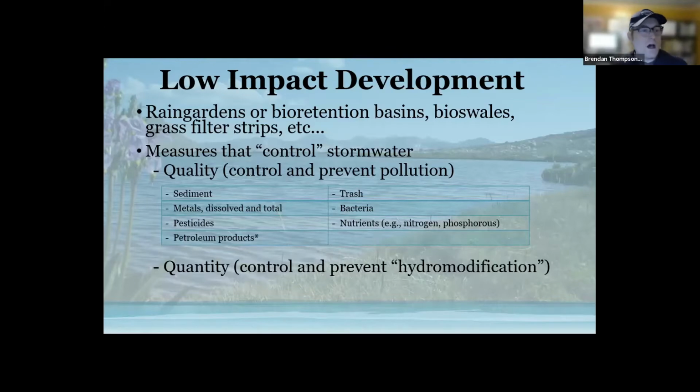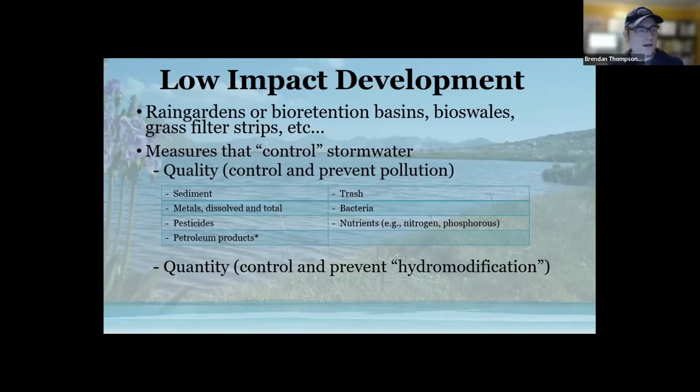And often when we're talking about low impact development features, we're talking about controlling stormwater. So briefly, what it means to control stormwater. Stormwater can be some pretty nasty, dirty stuff. Here's a list of common pollutants that are found in stormwater, such as sediment or dirt, trash, metals, bacteria, pesticides, nutrients, and petroleum products. And LID features can help control and treat all of these pollutants.